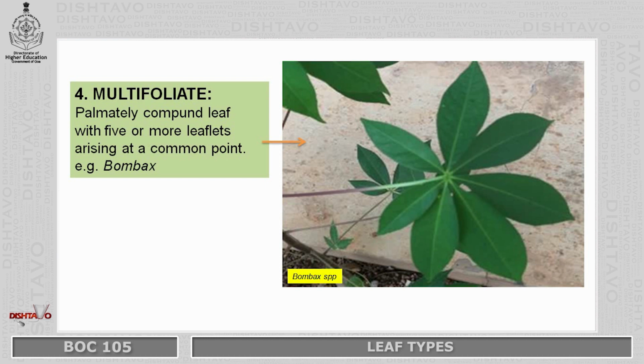Now we come to multifoliate. Multifoliate means more than five leaflets which are attached to the common point. We can see this in Bombax species, the cotton tree, and we can see that there are more than six leaves attached to the common point at the top of the petiole.